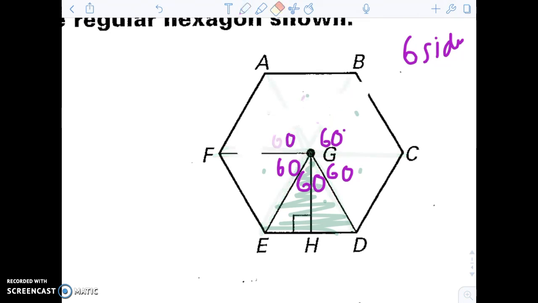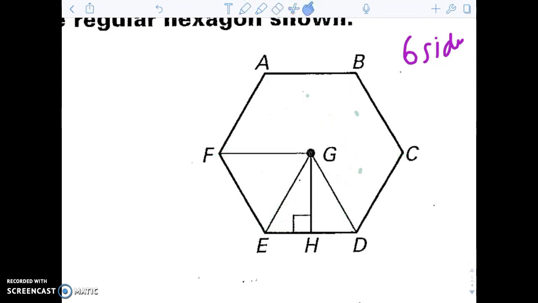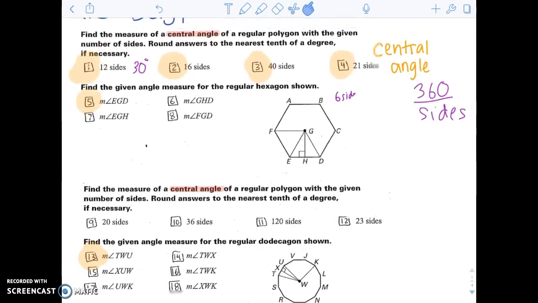So if I were doing the problem over here, I think it's number 5. Problem number 5 says find the measure of angle EGD. EGD right here is in fact a central angle. So since that's a central angle, that answer is 60 degrees.